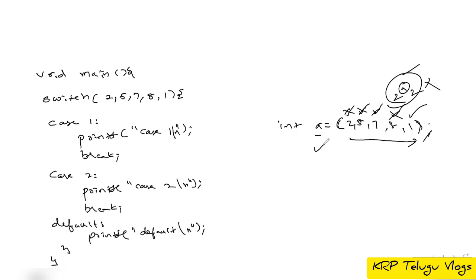Clear or not? Same logic, same thing here also. Brackets have the highest priority, so it goes from left to right. Finally, what value will it be holding? 1. So it will go to case 1. Is that clear? So case 1 will be printed. Hope everyone is clear here. Clear, right? Okay. Note down.